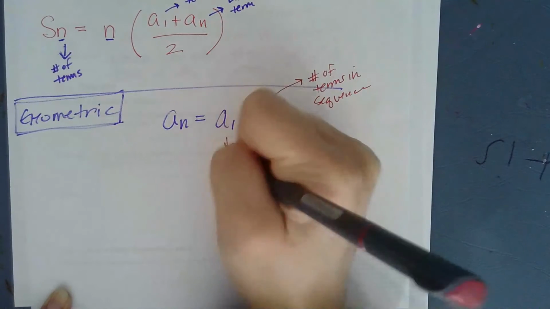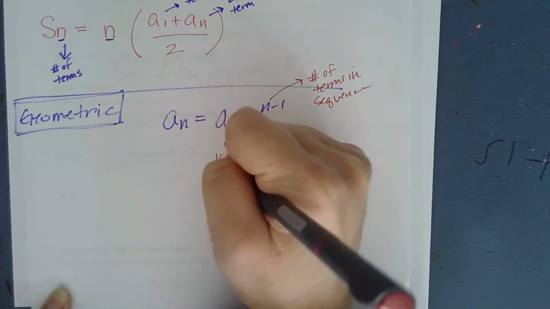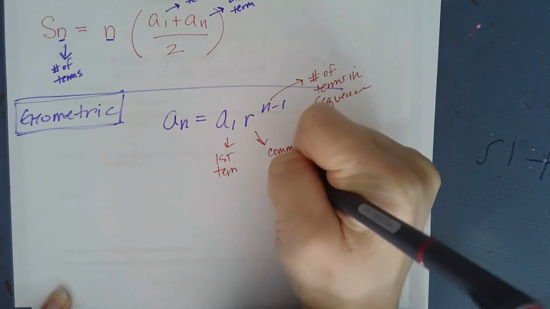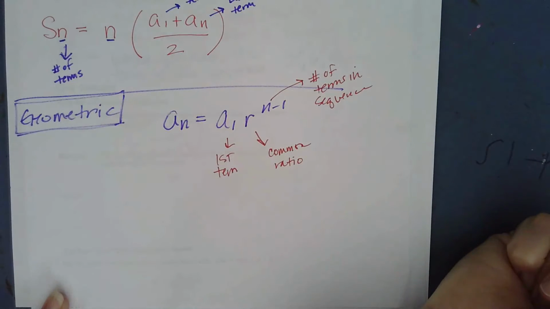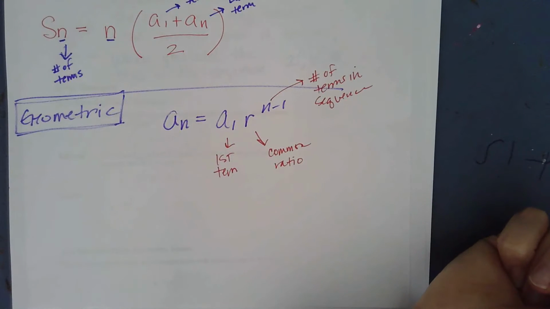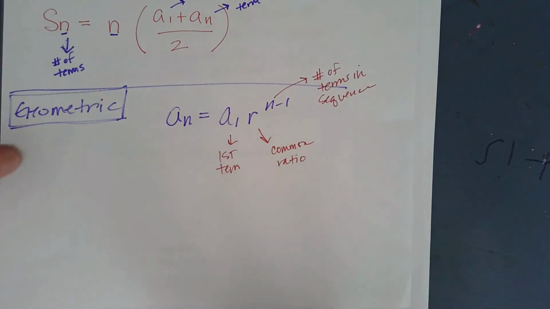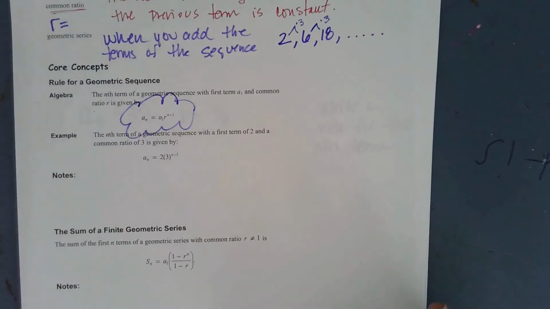Okay, a sub 1 represents your first term, and r represents your common ratio. So remember that common ratio is what you're multiplying by to get from one value to the next. And that's what that common ratio represents. All right, so that's kind of our general formula. We're going to go through some examples here in a bit.